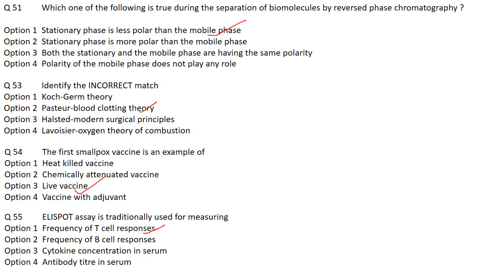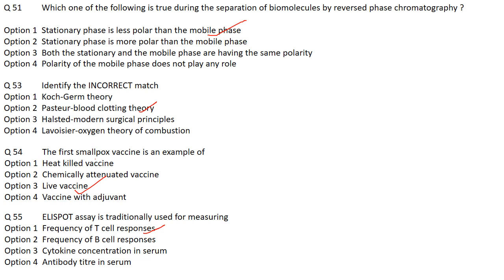The next one. Which of the following is true during the separation of biomolecules by reverse phase chromatography? Reverse phase chromatography includes any chromatographic method that uses a hydrophobic stationary phase. Mobile phase solvents should be miscible with water. So the mobile phase is hydrophilic and the stationary phase is hydrophobic. So the stationary phase is less polar than the mobile phase. Yes, that is correct.